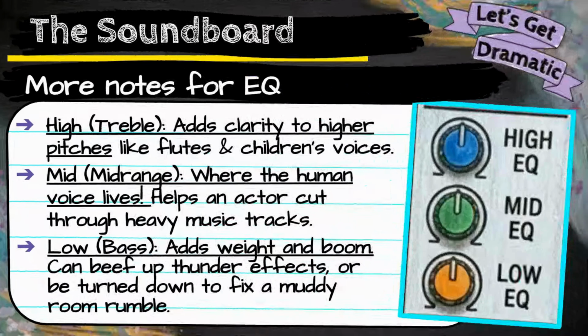So high is the treble. If you don't do music, the treble is the high pitch notes. Adds clarity to higher pitches like flutes and children's voices. If you turn it down, you will take out some of the sopranos. If you have a ton of sopranos in a choir and it's overpowering, you can adjust that to turn them down. But if there's not enough, you can turn it up so you can hear them more clearly.